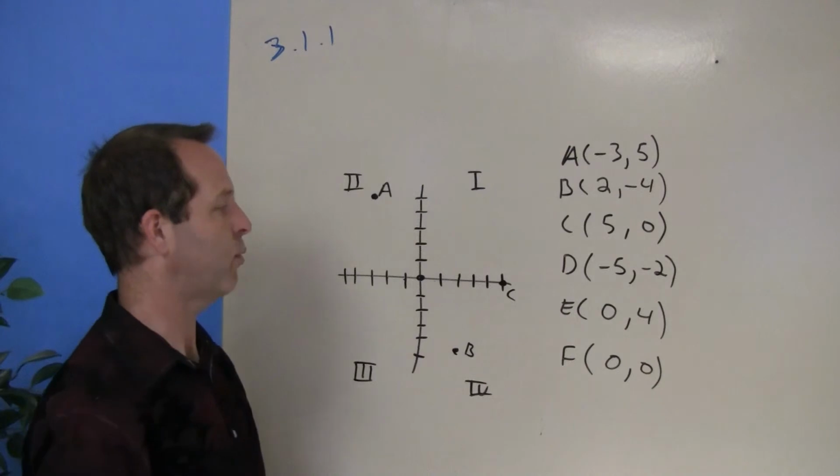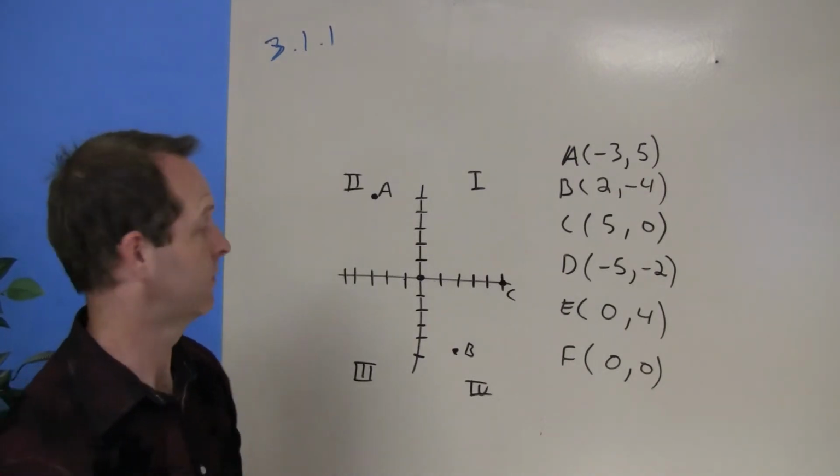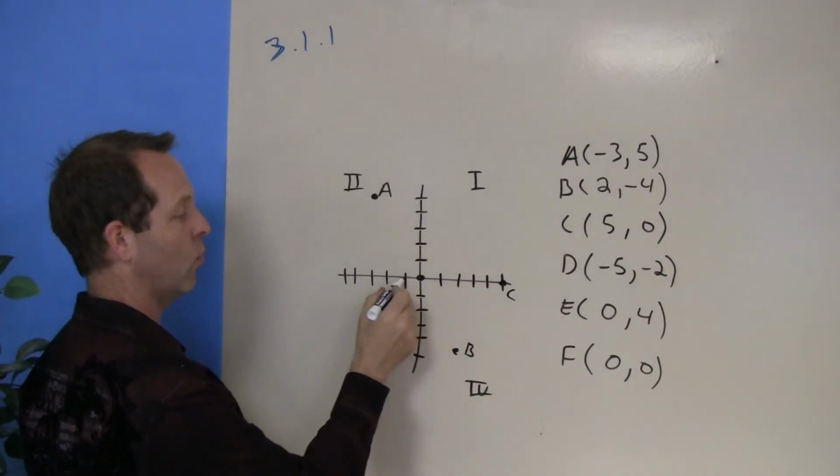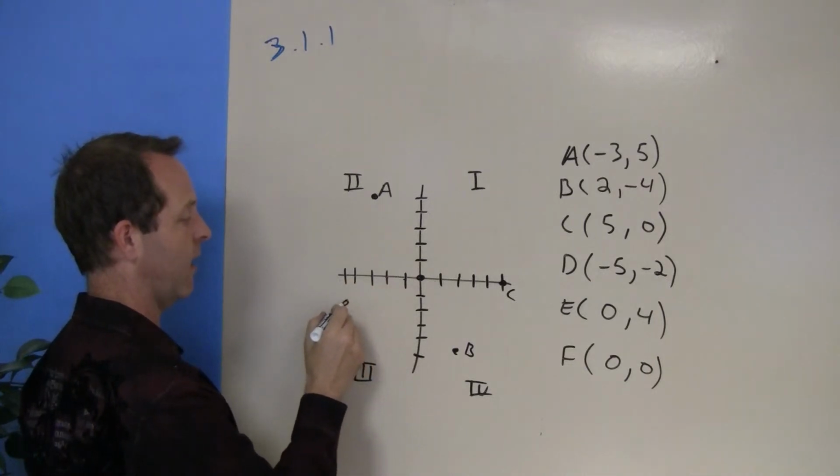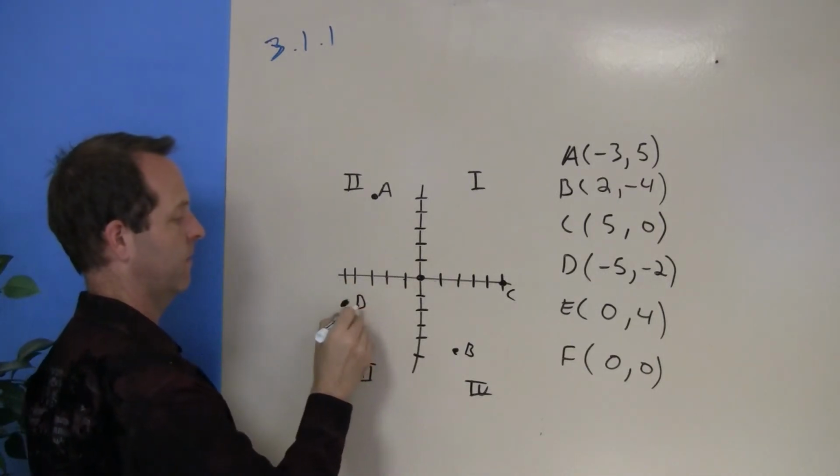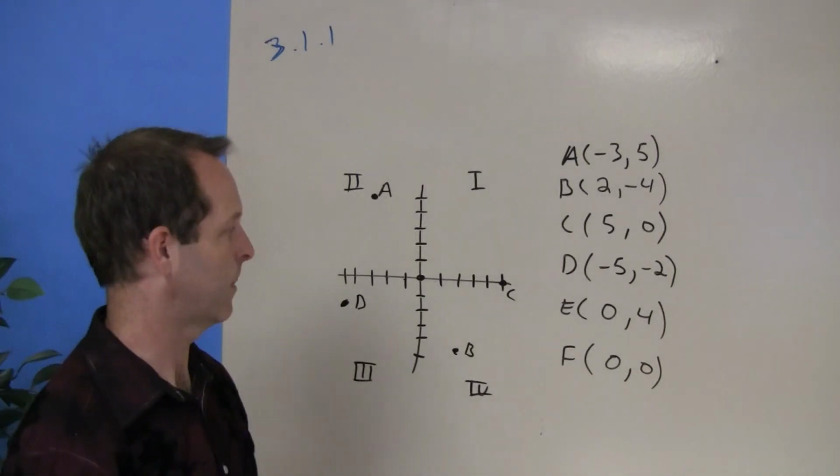Point D is at the point -5 and -2. Backwards 5, 1, 2, 3, 4, 5, and down 2. And that's located in the third quadrant.